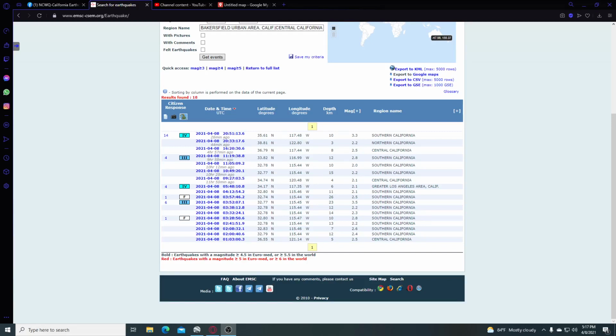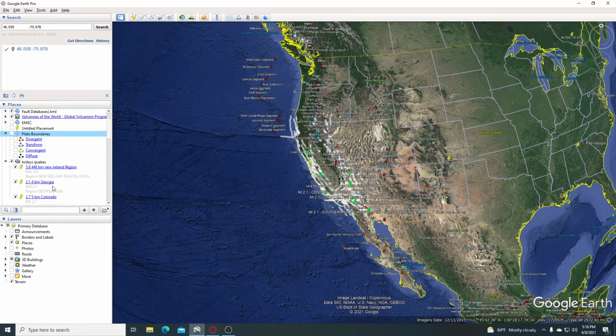I have y'all looking at EMSC, and I pulled up the earthquakes for California which were 2.0 and greater on EMSC, and I have put them into Google Earth, so we're going to look at these earthquakes that have occurred in California today.